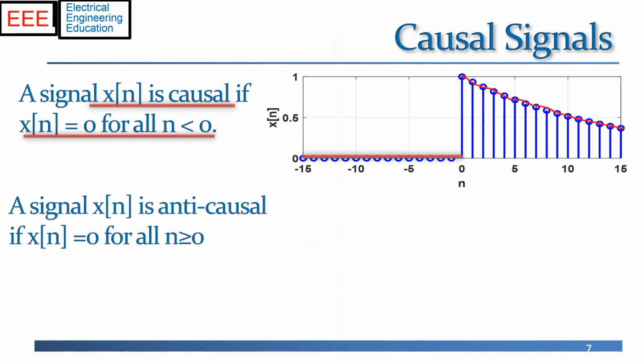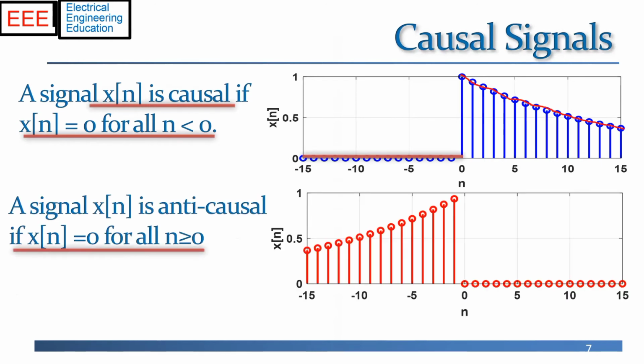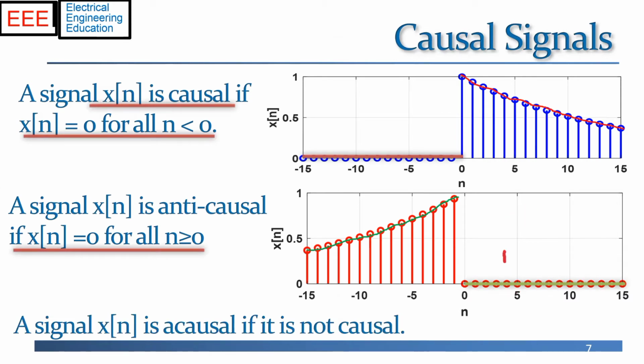A signal is anti-causal if just the opposite is true. Basically, it takes values only for negative indices of time, and for all positive indices of time, including the time point 0, the signal takes the value 0. And if the signal's neither causal nor anti-causal, we call it not causal or acausal. These are going to be important when we think about real-time signal processing systems.